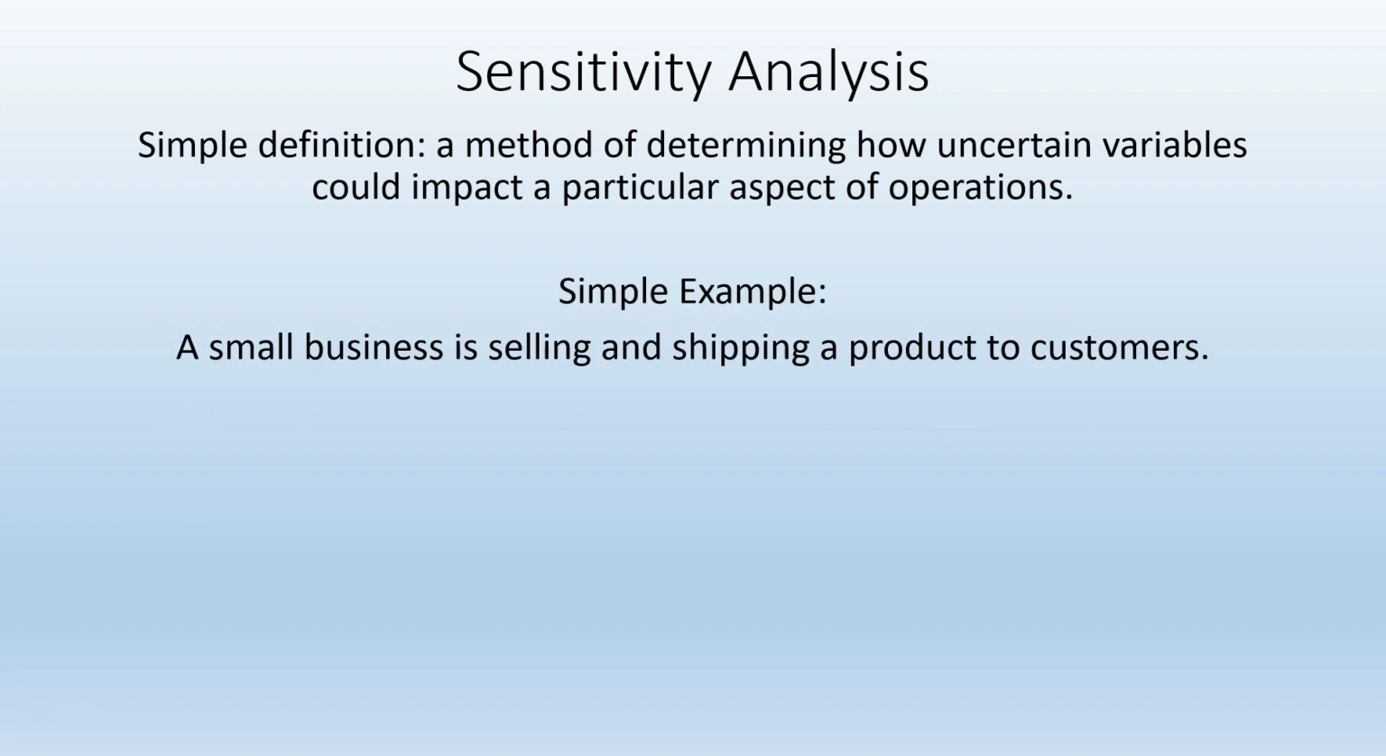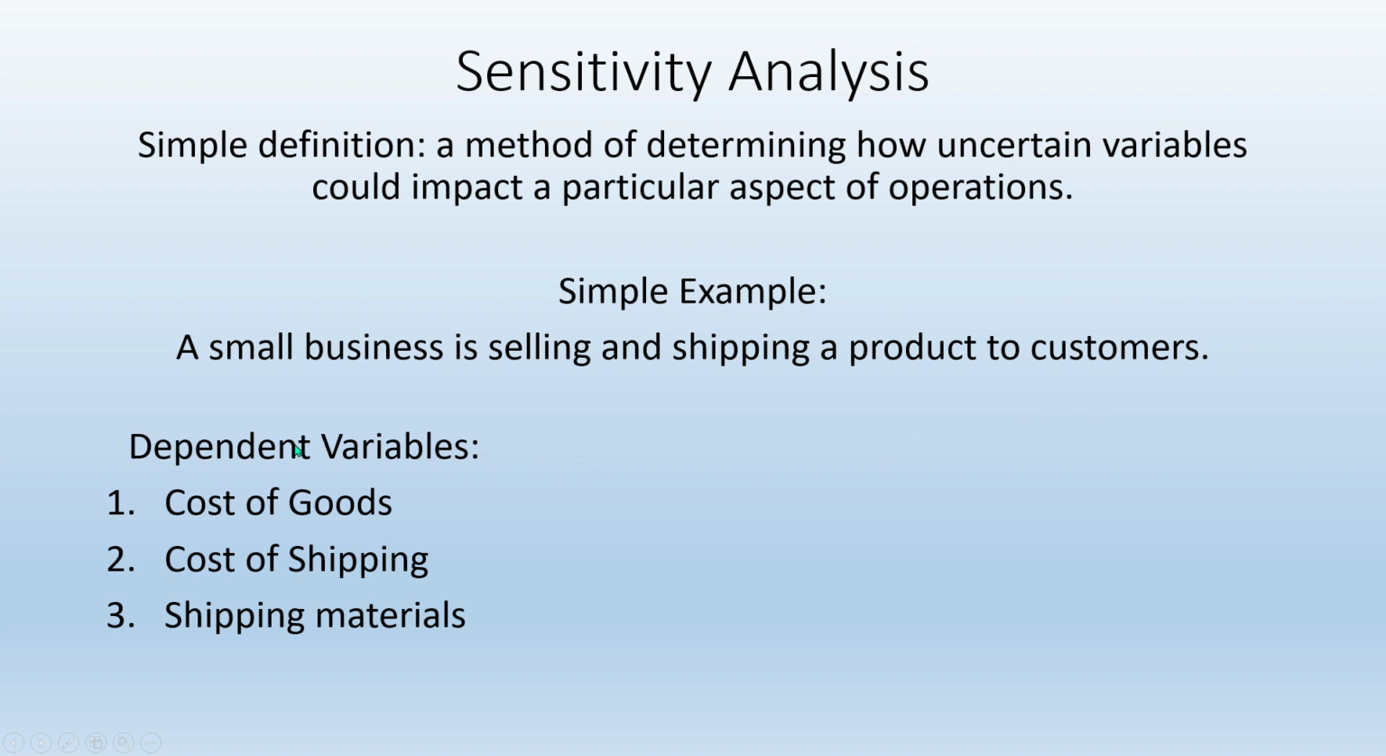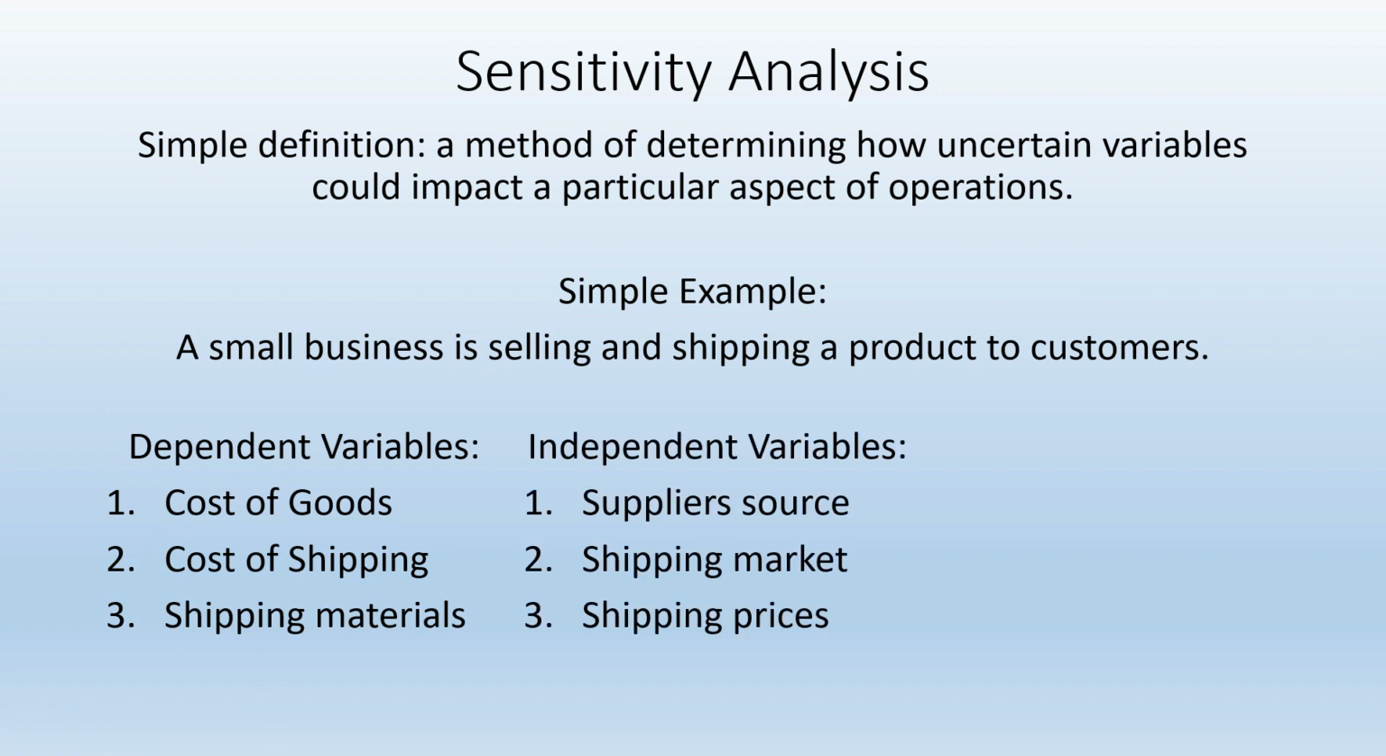A basic example that we're going to use to explain this a little bit more clearly is a small business selling and shipping products to customers. Some dependent or key variables would be the cost of goods, cost of shipping, and shipping materials. These are what the company has set as dependent variables so that they can run their business. Some independent or uncertain variables would be the supplier's source, the shipping market, the shipping prices.